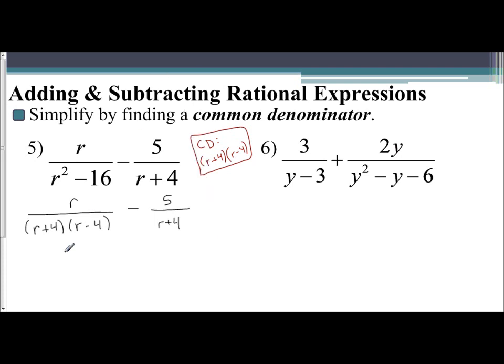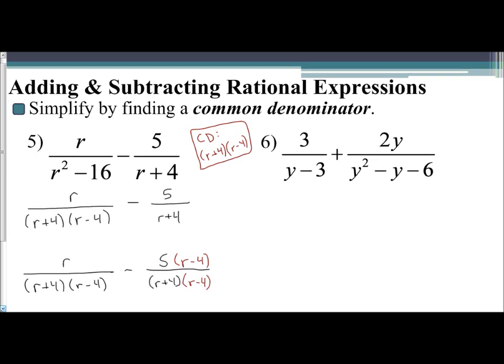Well, if I look at the first fraction, it's perfect as is. I don't need to multiply anything to the top and the bottom because my denominator already is r plus 4, r minus 4. However, in the second fraction, I am missing an r minus 4 in the bottom. So I'm going to multiply both the top and the bottom by that factor, r minus 4, the factor that is missing.